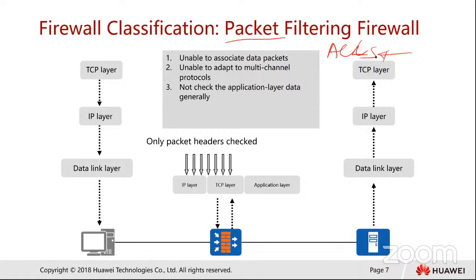They're filtering the packet at the network layer, and they are using the access control lists to determine whether that particular packet is allowed to go through or not. So the packet filtering firewall is simple in design, easy to implement, and cost effective.